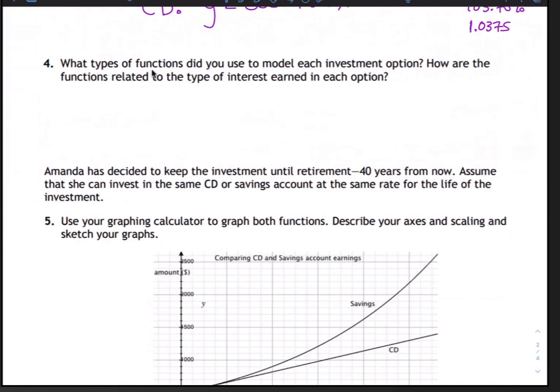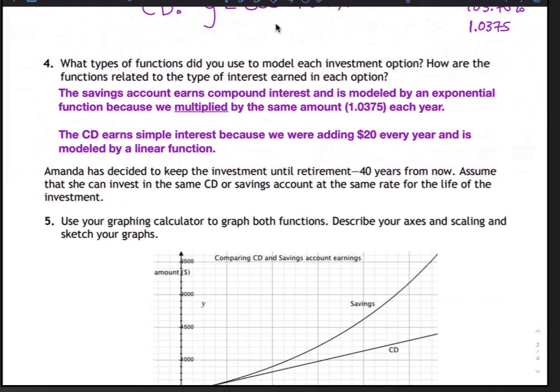Question 4. What types of functions did you use to model each investment option? How are the functions related to the type of interest earned in each option? Well, we talked about this already a little bit. The savings account earns compound interest and is modeled by an exponential function because we multiplied by the same amount, and that was 1.0375 each year. The CD earns simple interest because we were adding $20 every year and is modeled by a linear function.